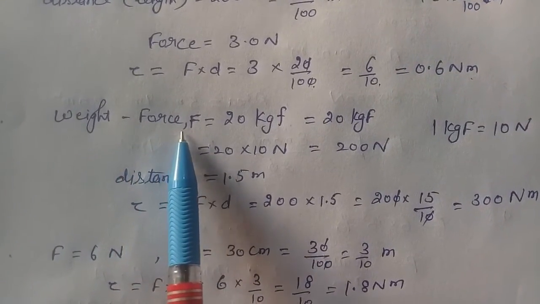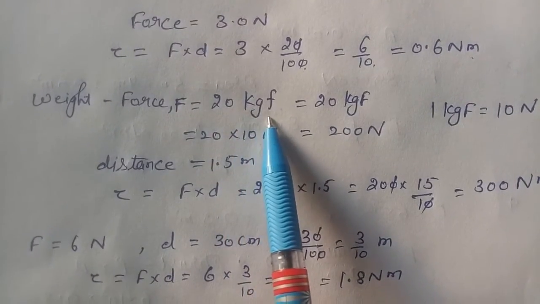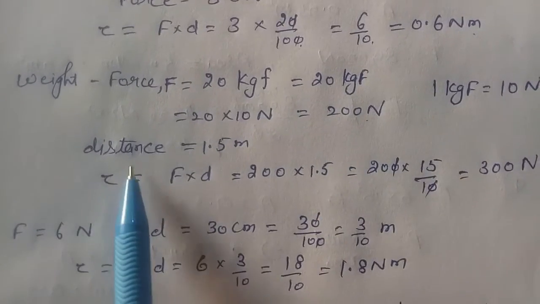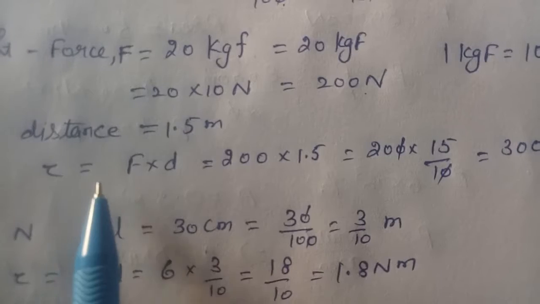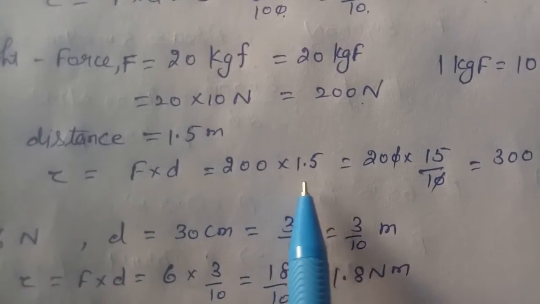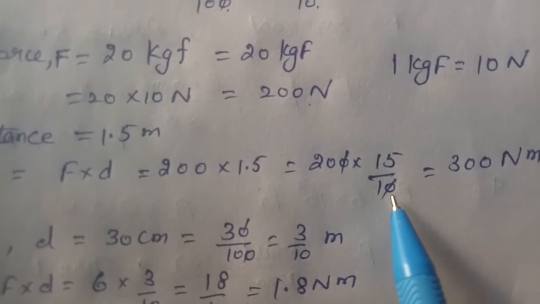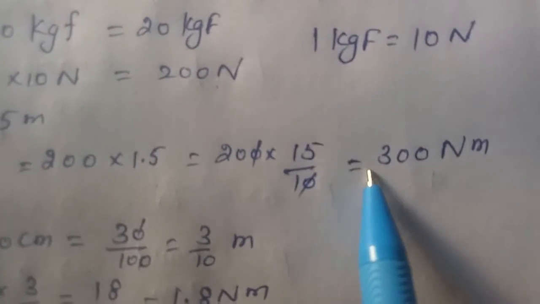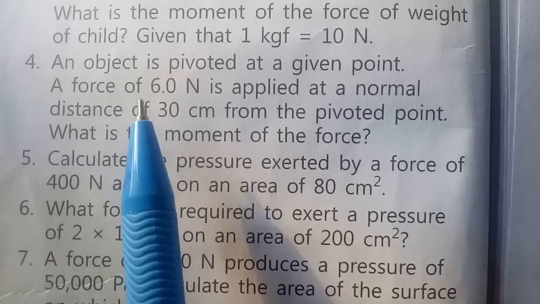So weight, that is force, equal to 20 kgf. So 1 kgf means 10 Newton. So 20 multiplied by 10, that is 200 Newton. Distance 1.5 meter. So once again, formula of moment of force, F multiply D, force multiply distance, 200 multiply 1.5. Remove this decimal, 15 by 10, 0 cancel with 0. So 20 multiply 15, that is 300 Newton meter. So this is the moment of force.